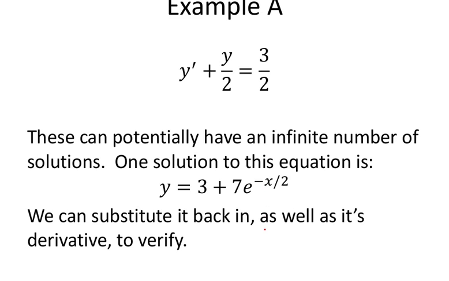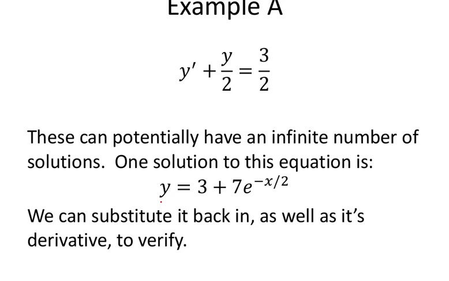And so this can potentially have an infinite number of solutions. But one solution to this equation is given right here: 3 plus 7 times e to negative x over 2. Is this a solution? Well, we can substitute it back in. We'd also have to take the derivative and substitute it back in.